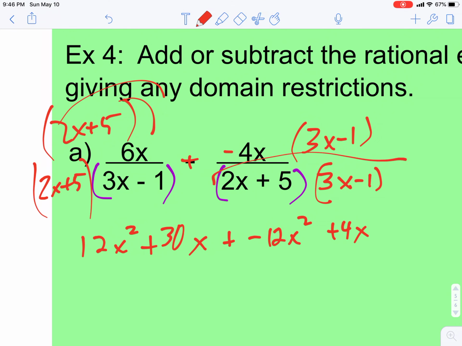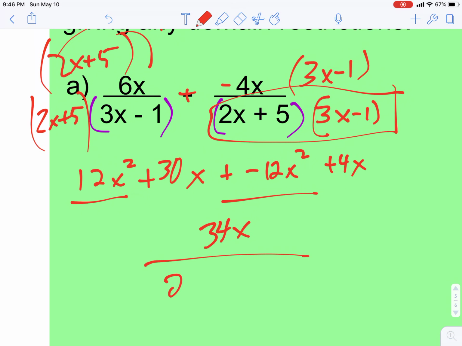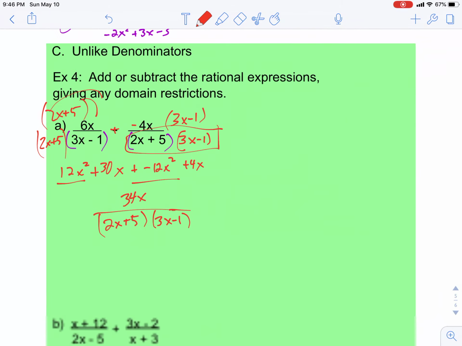Again, I know that this is going to be the denominator. I'm not going to write that till the end. Combine my like terms, 12 and negative 12 cancel out to get 0. Positive 30x and positive 4x make 34x over 2x plus 5, and then 3x minus 1.